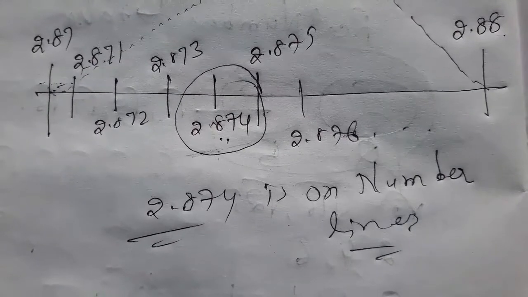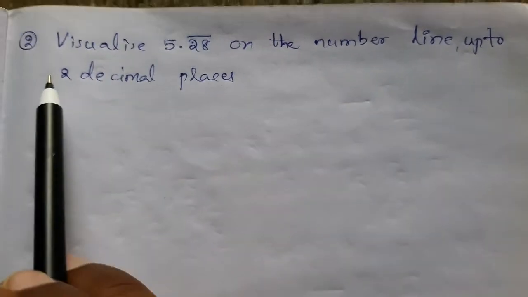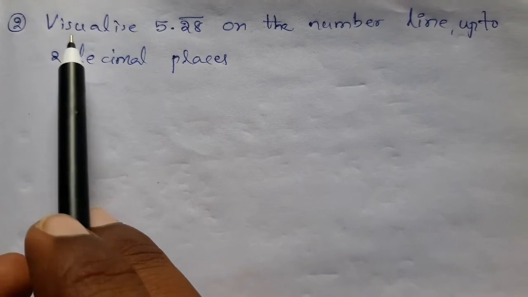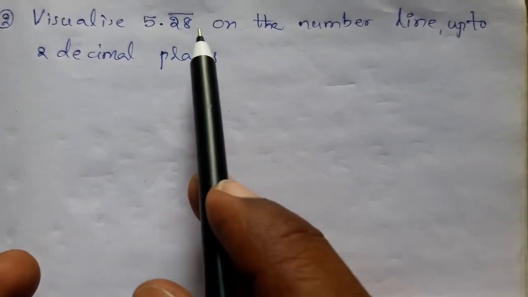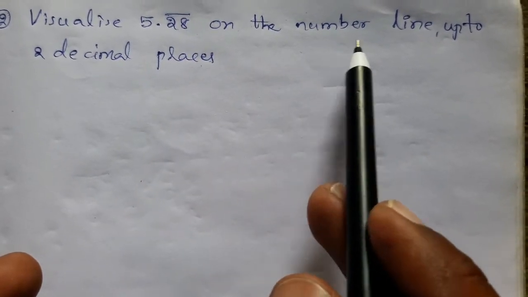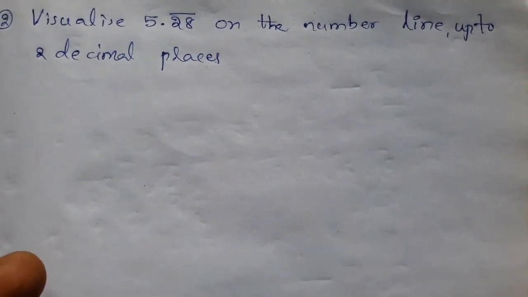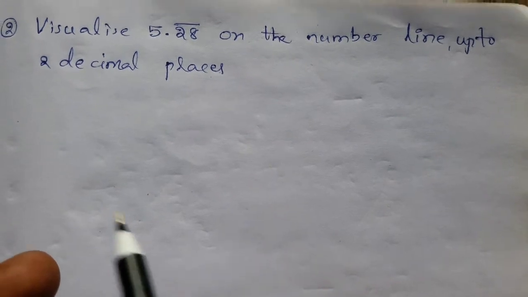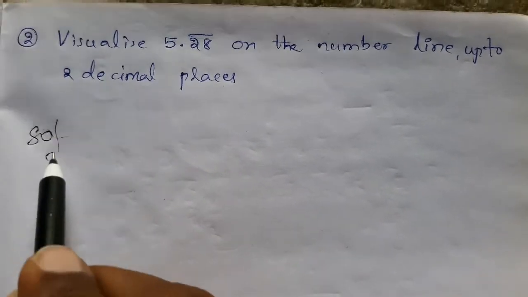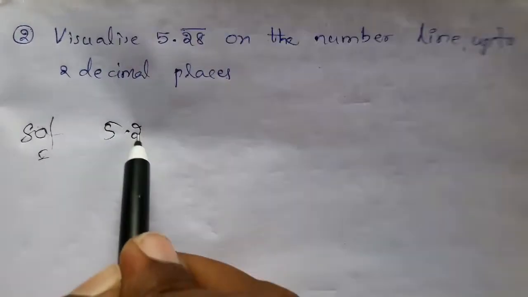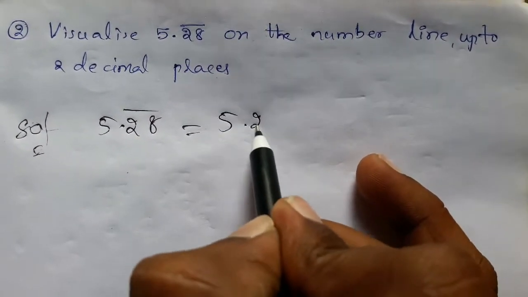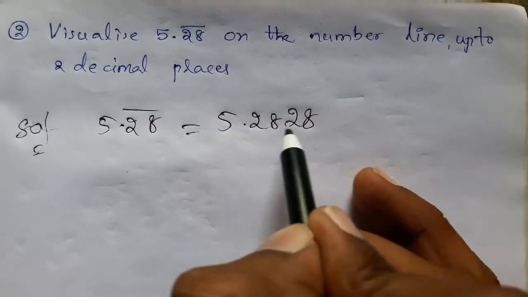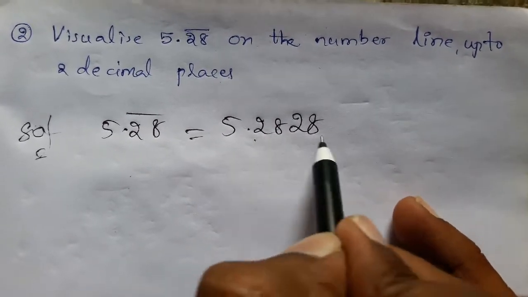Now move to the next question. See question number 2. Visualize 5.28 bar on the number line up to 2 decimal places. Solution. What is given? 5.28 bar. So this can be written as 5.2828. These two are repeating. So 2 decimal places are.